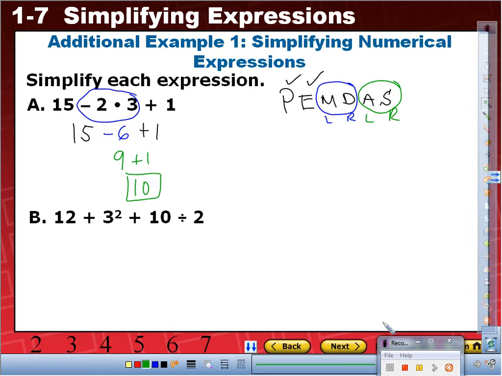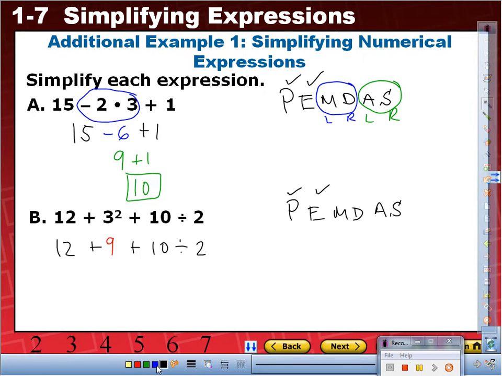All right, here we go. Let's do number 2 together. And once again, I'm going to go ahead and write my order of operations again just to keep myself organized. I'm going to start with parentheses. Do I have any grouping symbols? No. Do I have an exponent? Yes, so I'm going to work the exponent out, and I'm going to do that in red. What is 3 squared? 9. Okay? I bring everything else down. The 12, the 10, the division, and the 2.